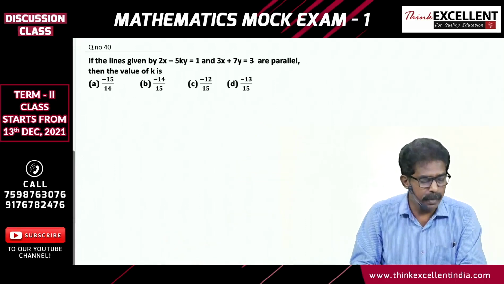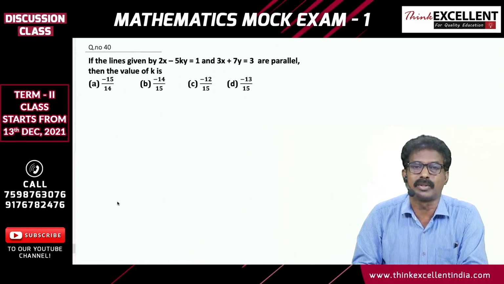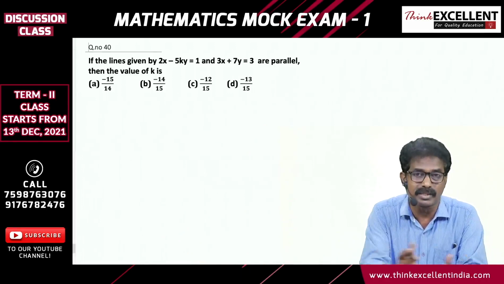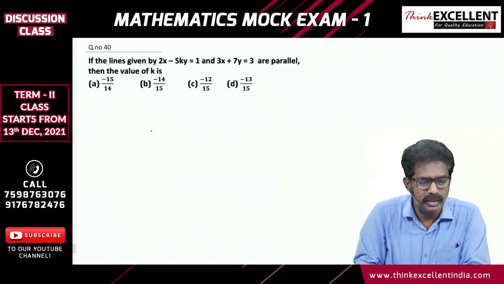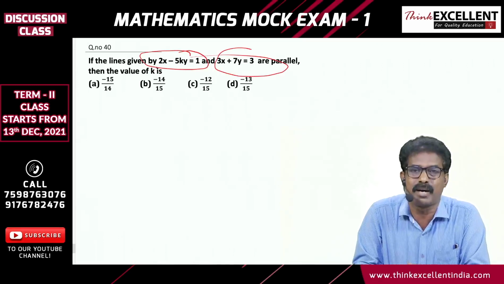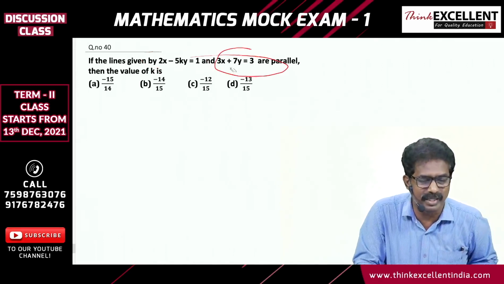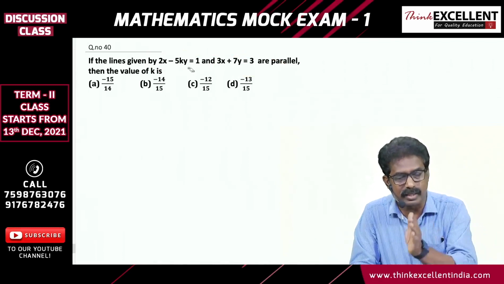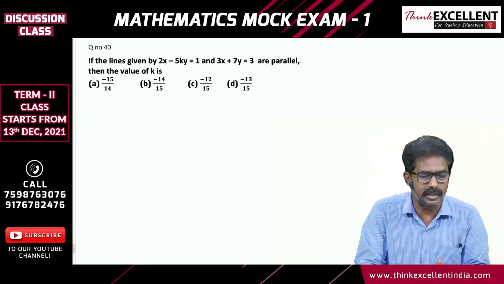Now, part B, the last question, question number 40. After this, we have some case study questions, right? If the lines given by... always check whether it is in the correct form. I think next time you won't make that mistake, right? x, y, constant on the right side. Here also x, y, constant on the right side.